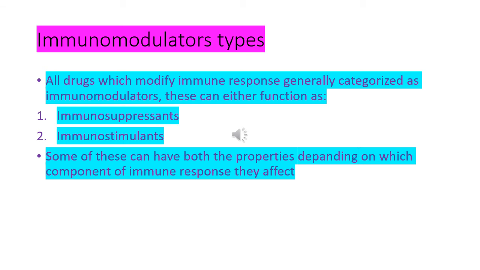Immunomodulators types. All drugs which modify immune response are generally categorized as immunomodulators. They can function either as immunosuppressants or immunostimulants. Some of these can have both properties, depending on which component of the immune response they affect.